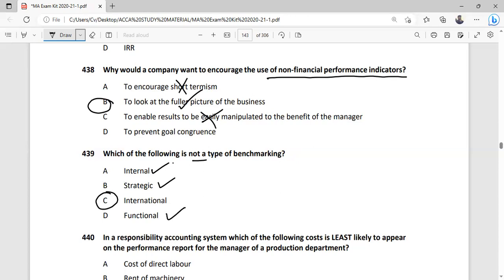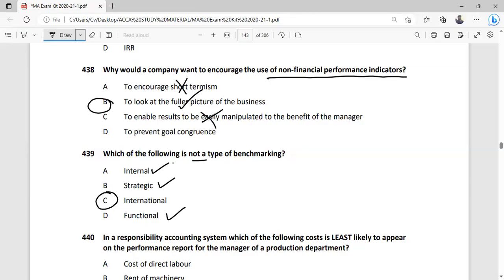Functional benchmarking is the one where we compare our different departments with the best departments in the market. In the market means it is not necessary that one organization has all the best departments. There are a number of different organizations and different organizations have different departments.